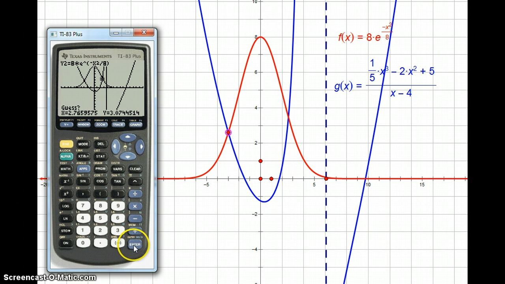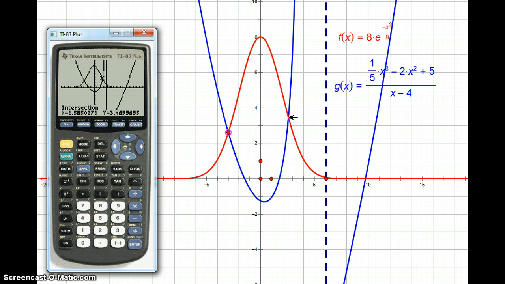It's close enough. Guess. And so it's telling me that this particular point where you see my cursor is x equals 2.585, and y is 3.469. So I can find that point of intersection. This becomes significant because that point of intersection, or that x value that goes with that point of intersection, would actually be the solution to the equation f of x equals g of x.